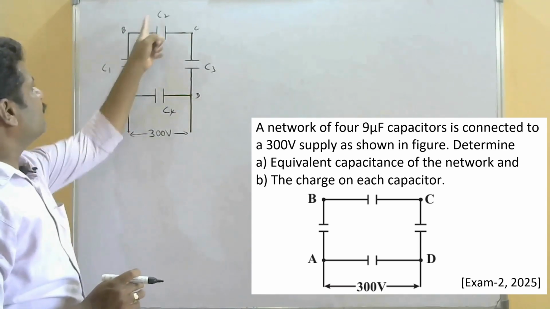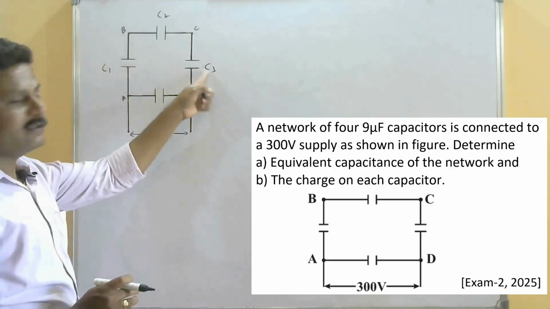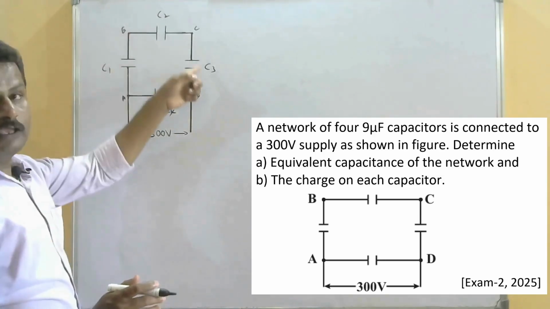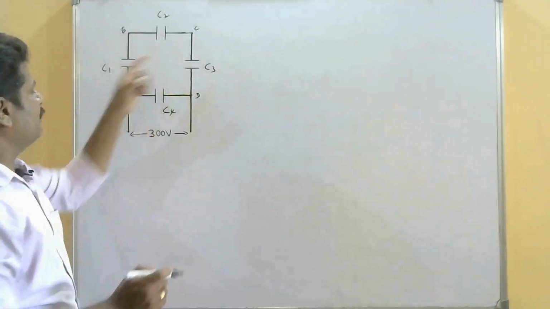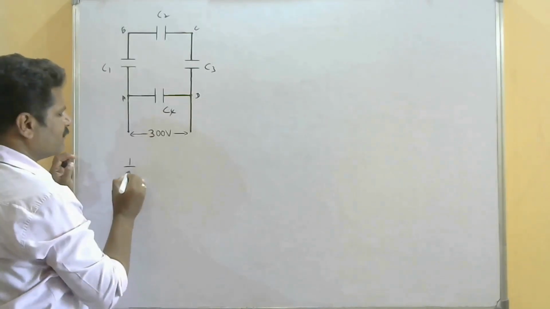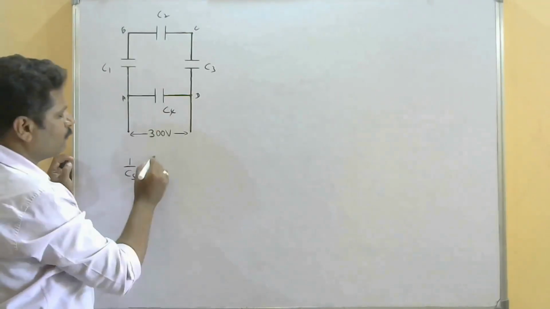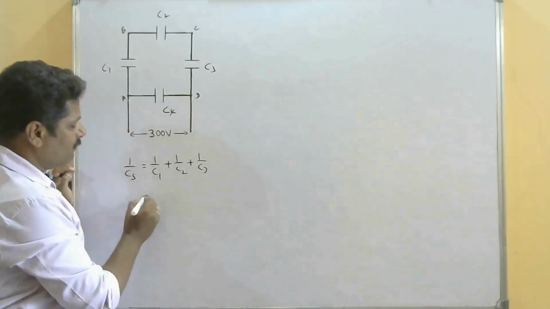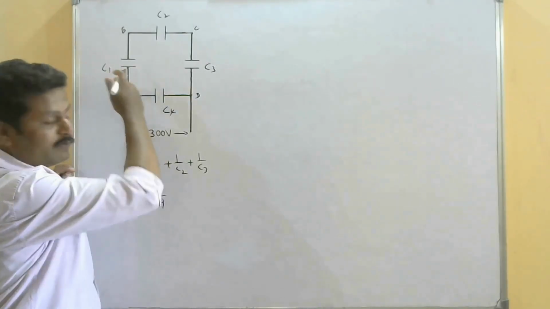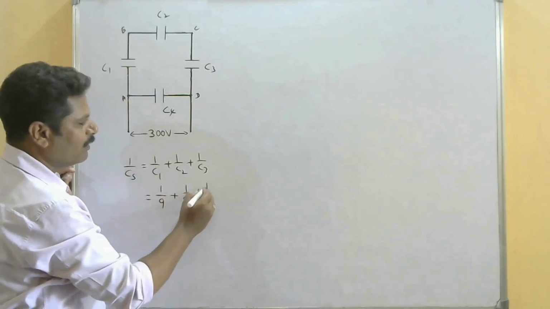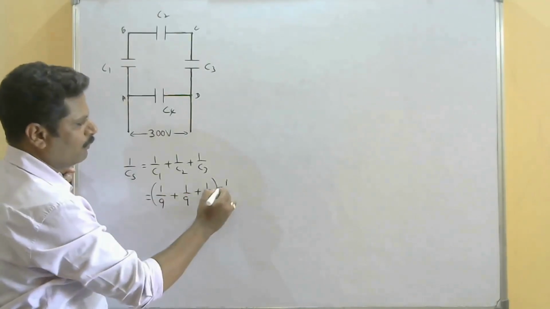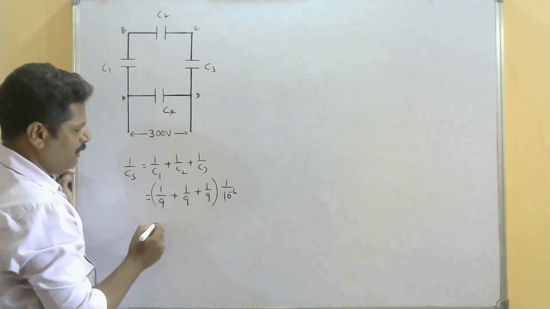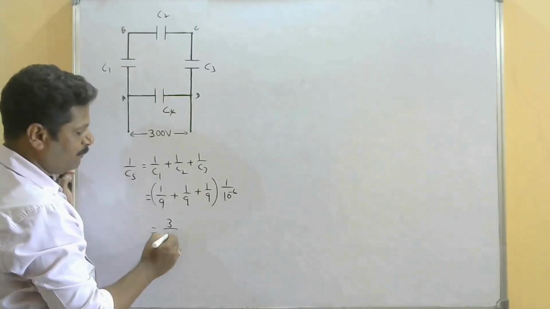So here C1, C2, C3 are connected in series in the first branch, that is A, B, C, D. Let me first find the equivalent capacitance of this branch. Since they are connected in series, we can use 1 by Cs equals 1 by C1 plus 1 by C2 plus 1 by C3. Now 1 by C1 is 1 by 9 microfarad, plus 1 by 9 microfarad, plus 1 by 9 microfarad, which is equal to 3 by 9 microfarad.